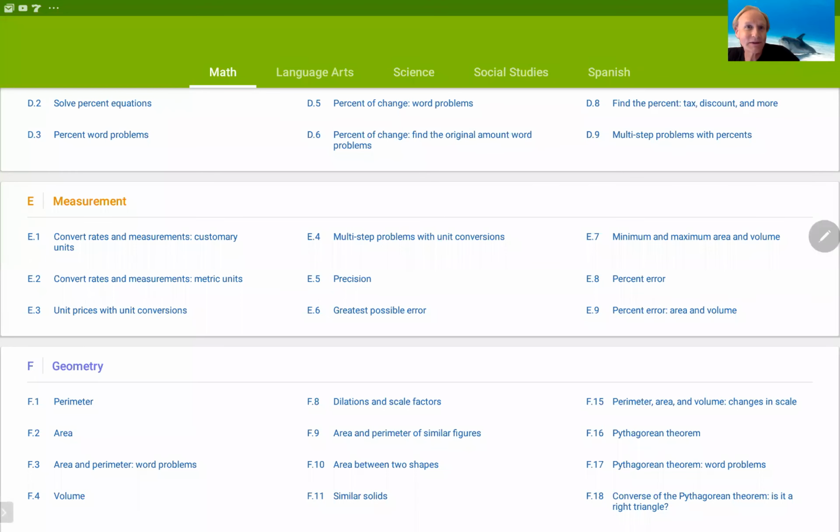Hi guys, we're here doing IXL one more time. We're in the geometry section of the algebra. This is Algebra IXL, Algebra 1, and our section is F3, area and perimeter word problems. So make sure you have a calculator handy.